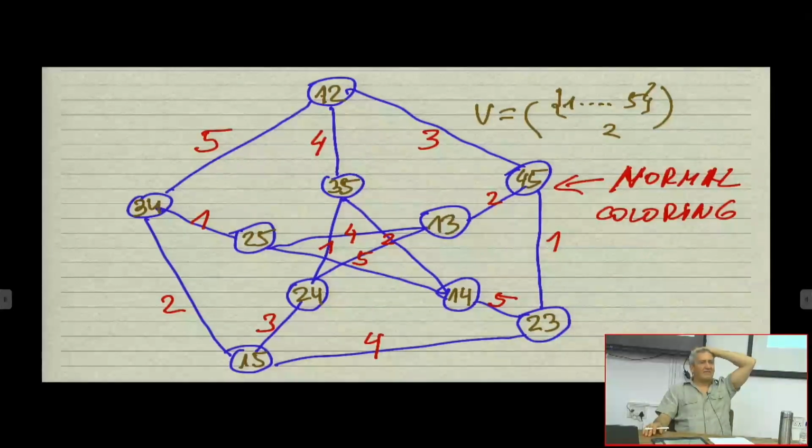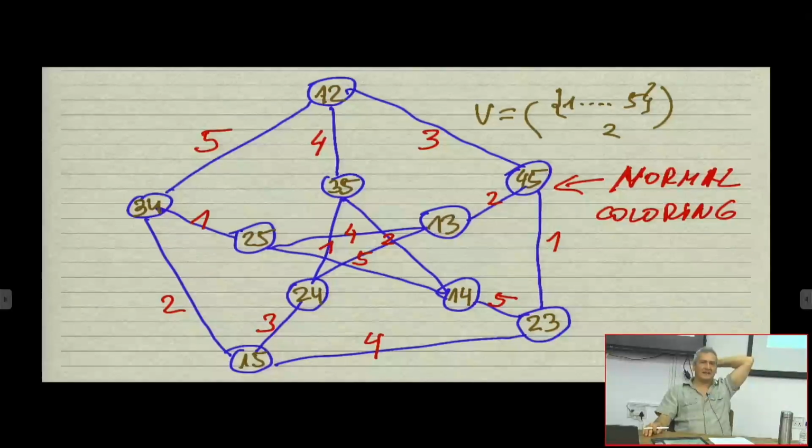Such that every edge is rich. Every edge has all 5 colors. This is a normal coloring. You can say even this is a rich coloring. Okay. This is the basic, the smallest thing we must know about normal colorings.